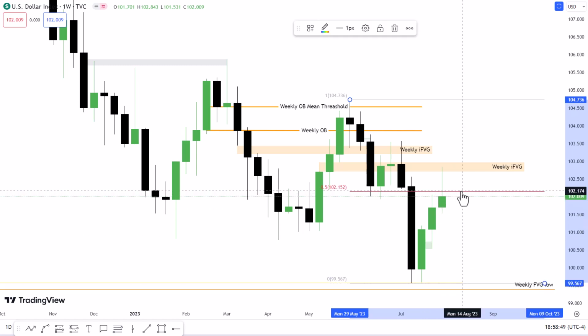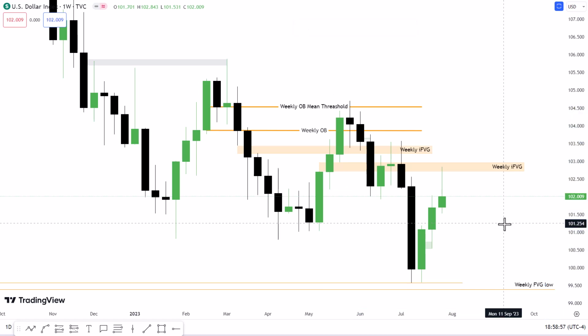This is the 50%. So anything above 50%, we're in premium markets. Let me quickly remove that. So price is in premium, and in addition to that, it is in a zone where we have the inversion fair value gap.